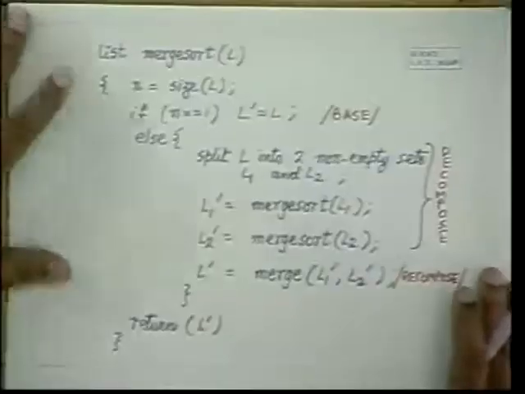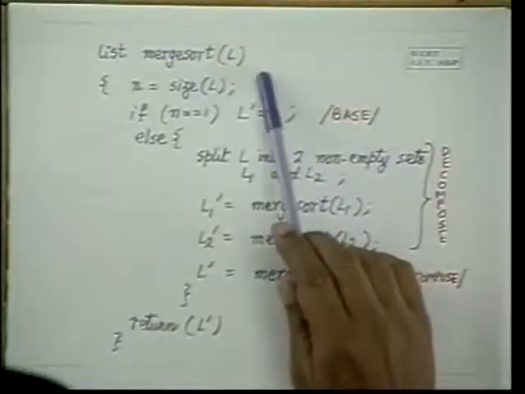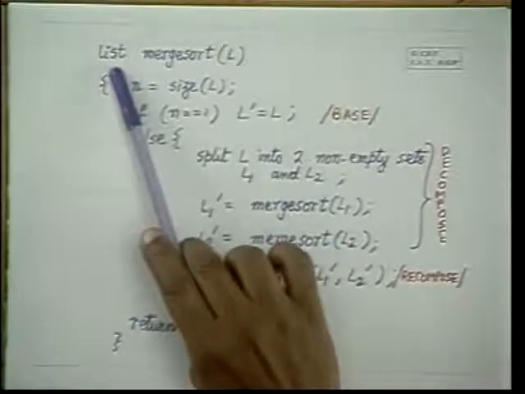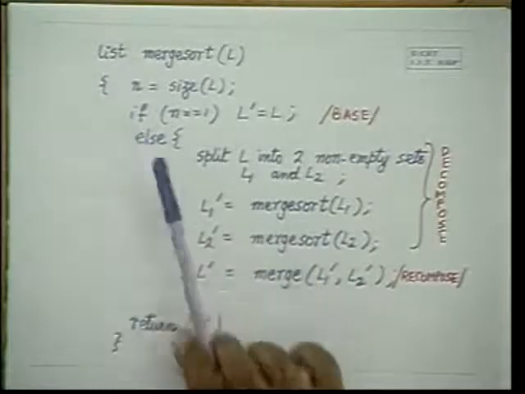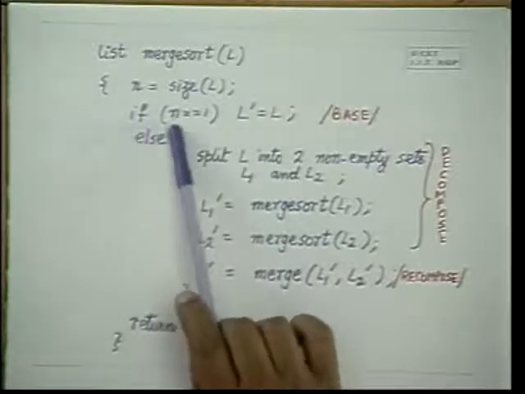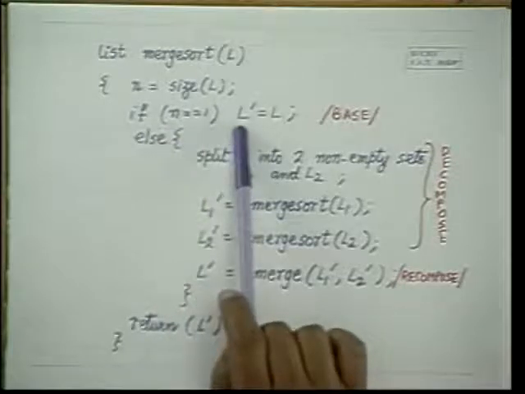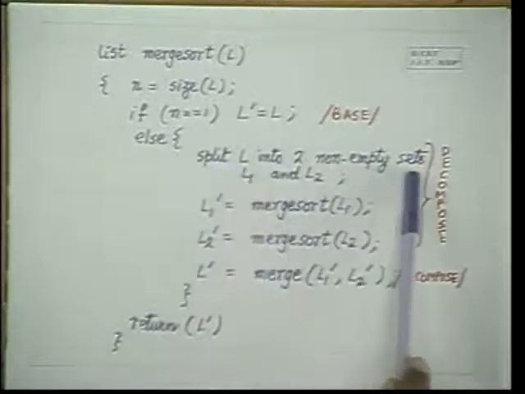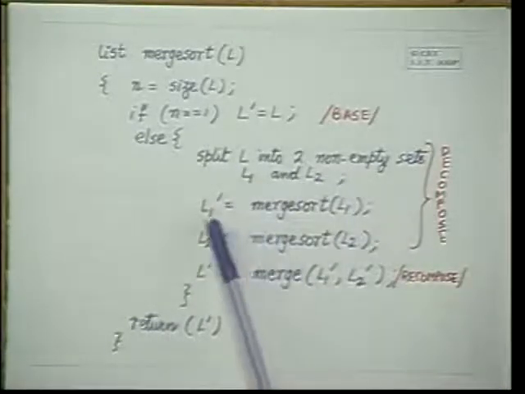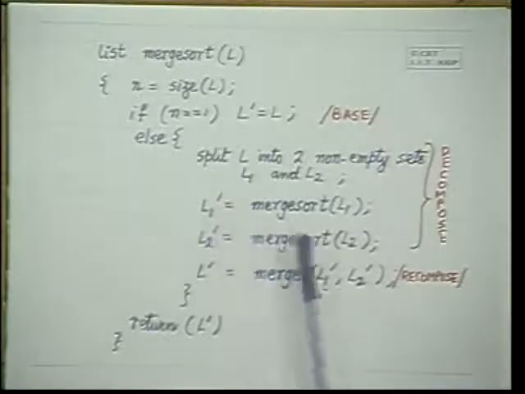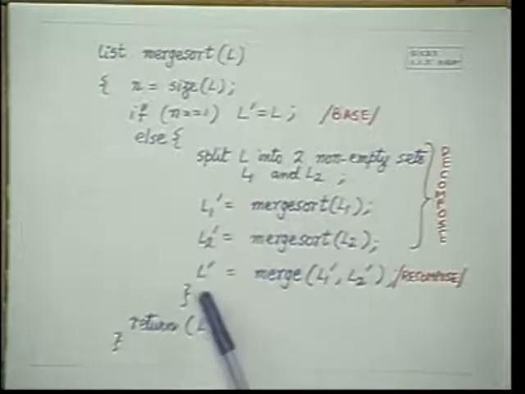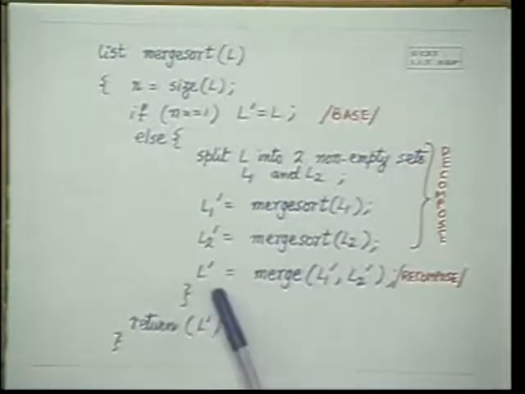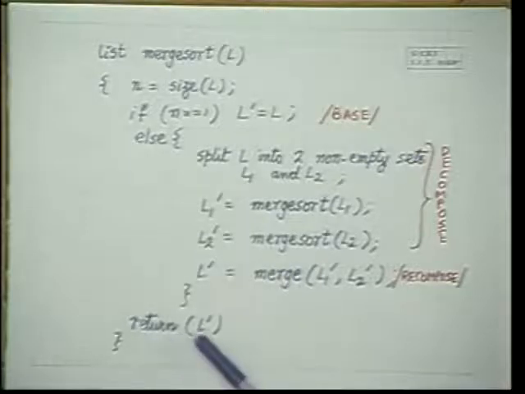If you will recall, the merge sort algorithm was like this. The recursive decomposition was, given a list L, this will produce a sorted list L, a new sorted list. This will return a new sorted list. And the base condition was, if the size of the list is 1, then the returned list is the original list itself. Otherwise, we split L into two non-empty sets L1 and L2. We recursively merge sort L1 to get L1 dashed, merge sort L2 to get L2 dashed, and then did a merge routine of two sorted sublists of L1 and L2. And this is what we returned as L dashed.